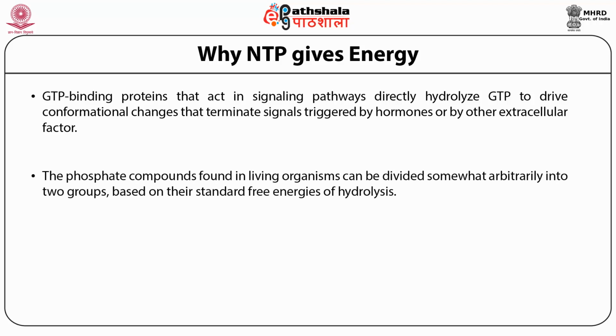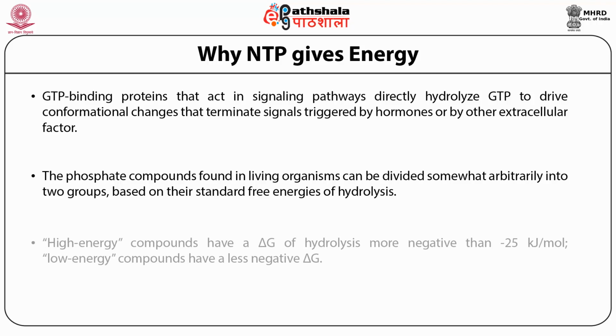The phosphate compounds found in living organisms can be divided, somewhat arbitrarily, into two groups based on the standard free energy of hydrolysis: high energy compounds, which have a delta G more negative than minus 25 kilojoule per mole, or low energy compounds, which have a less negative delta G.